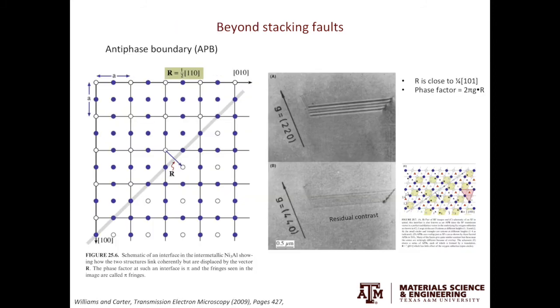In addition to stacking faults, we also have other translation boundaries. One example is the antiphase boundary. Antiphase boundaries are widely observed in intermetallics. The main difference between an antiphase boundary and a stacking fault is that, in addition to the stacking difference, there's also a chemistry difference. Since both stacking faults and antiphase boundaries are translation faults, we can pretty much apply what we have learned from stacking fault imaging to antiphase boundary imaging in TEM.